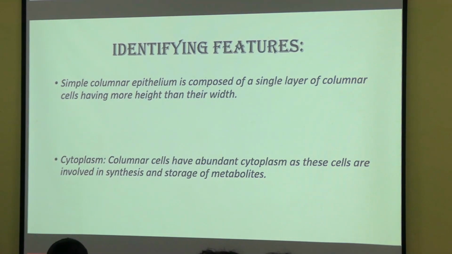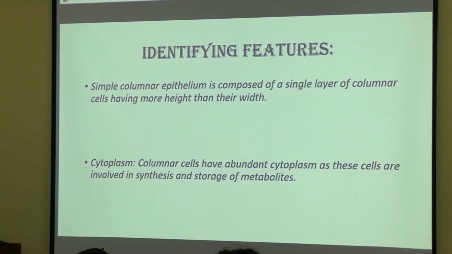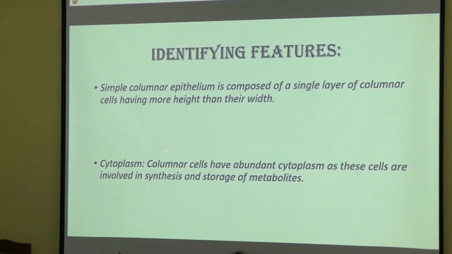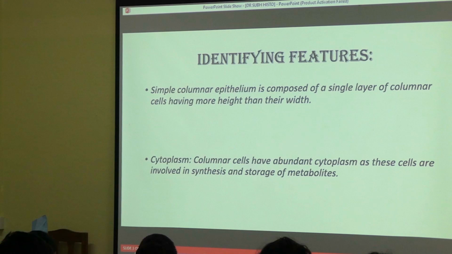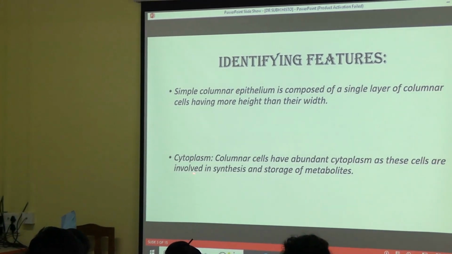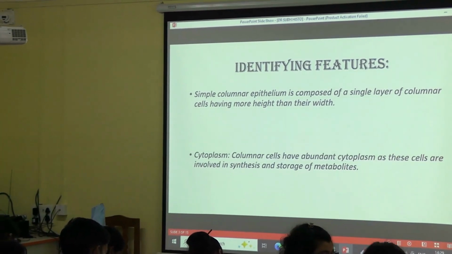Start writing this thing. Identifying feature, first of all, simple columnar epithelium is composed of a single layer of columnar cells having more height than width. Height ज़्यादा होगा, width कम होगा, right? Then the cytoplasm. Columnar cells have abundant cytoplasm as these cells are involved in synthesis and storage of metabolites.